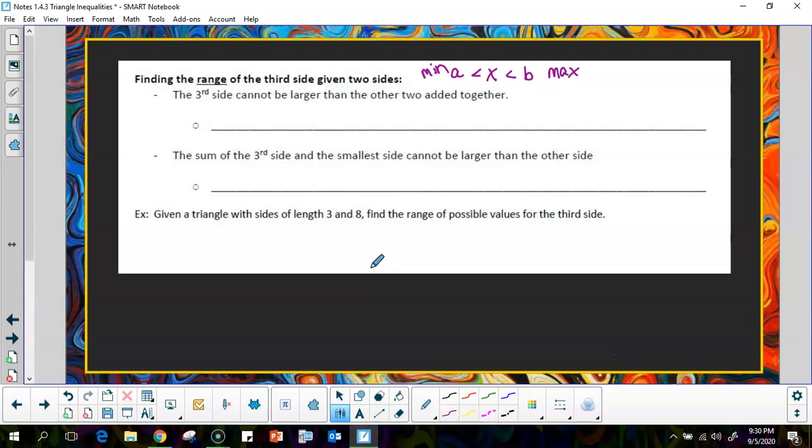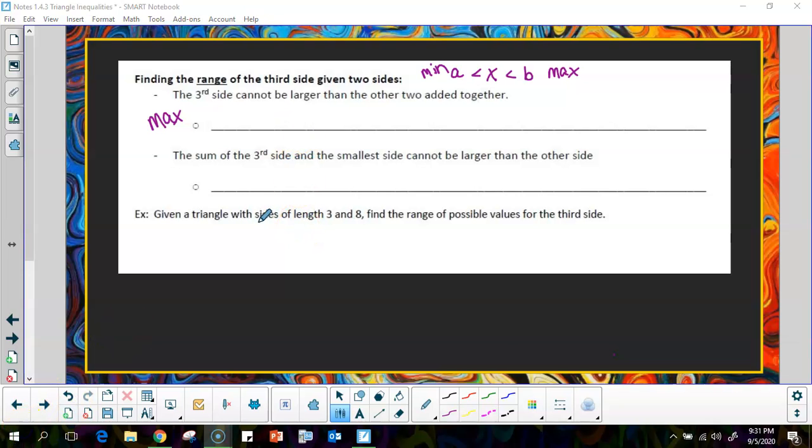Well, it could be, 3 plus 8 is 11. It could be 12, right? Or it could be, let's say it could be 6, but they want the range. So they want you to say x could be between this number and this number. Here's how you do it, okay? So the third side cannot be any larger than the two added together. That would be the maximum, okay? So that is where we're finding that maximum number. So what you would do is you would just add the two numbers together.